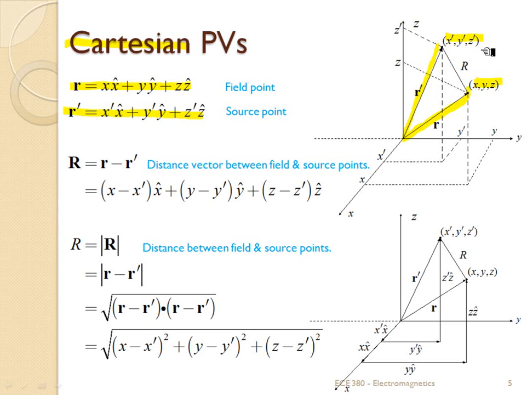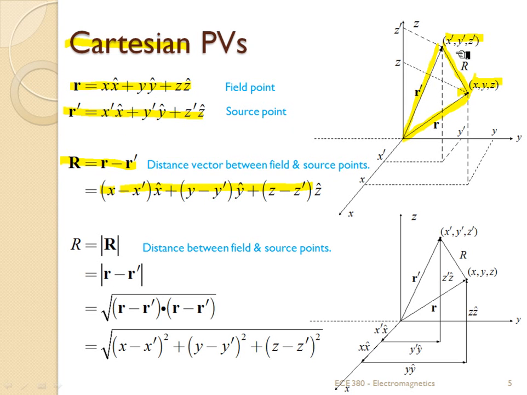Okay, and if you look at the picture right here, if I wanted to draw the vector from the source point to the observation point, it would be a vector that would start here and go this way, as I show you here. That vector is written simply by forming the difference between bold little r and bold little r prime. If you then do a vector subtraction of the two vectors shown here, you would find that bold R, big bold R, is going to be (x minus x prime) times x hat plus (y minus y prime) times y hat plus (z minus z prime) times z hat.